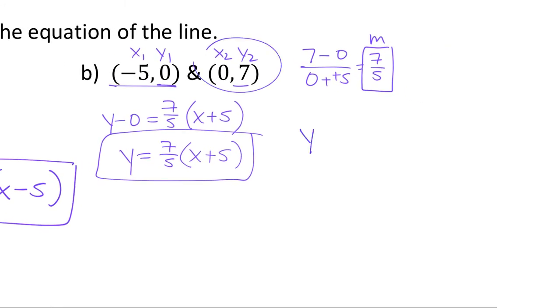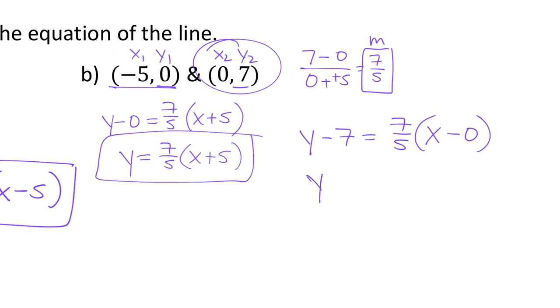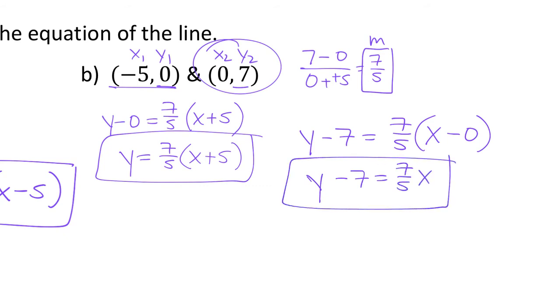Did anyone do this point instead? Y minus 7 equals 7/5 times x minus 0. And what is x minus 0? It's just x, right? So you also could have on this one written y minus 7 equals 7/5 times x, which feels funny because it doesn't look like point slope, but that technically is point slope form. So you can do either one of those. Questions on that?